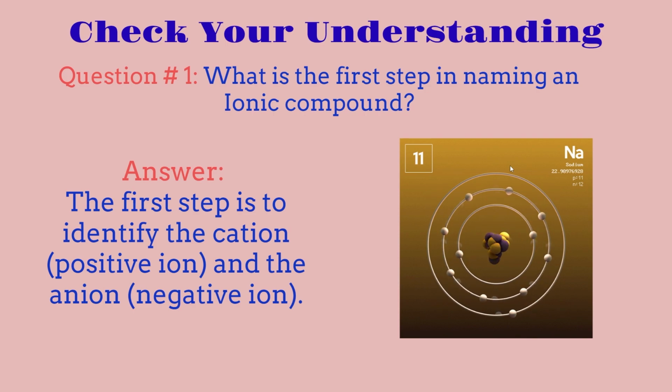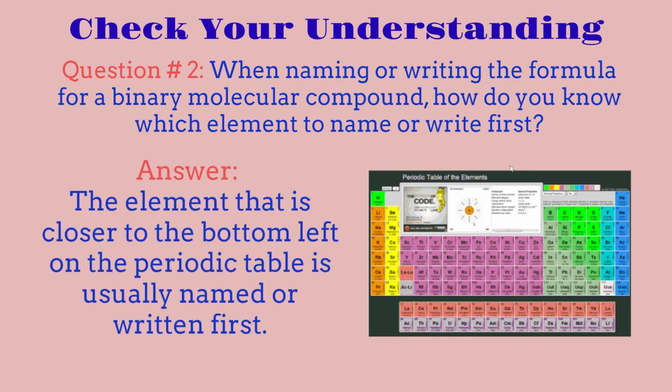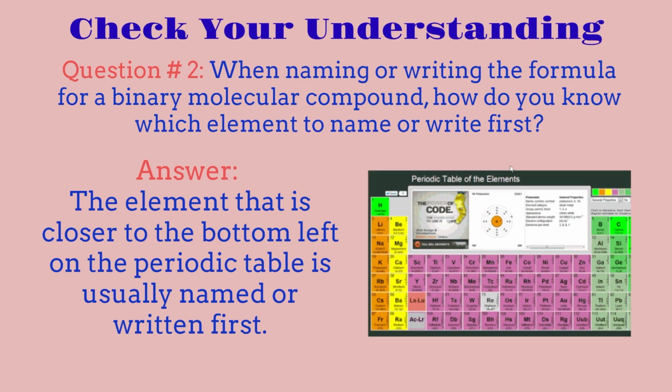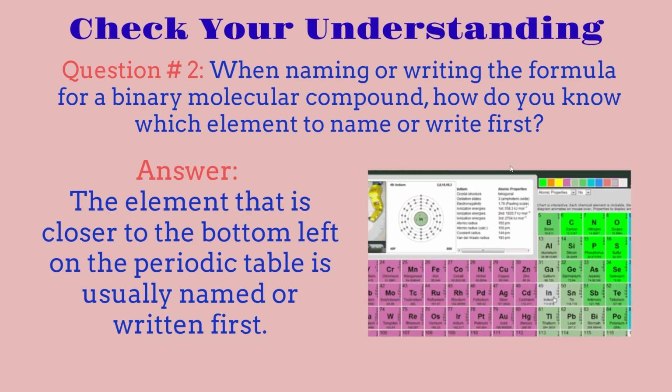So this is question number 1, and moving on to question number 2: when naming or writing the formula for a binary molecular compound, how do you know which element to name or to write first? For the answer, the element that is closer to the bottom left on the periodic table is usually named or written first in a binary molecular compound. So when trying to name or write the formula, you should always have the one that is to the bottom left written first. That summarizes question number 2.